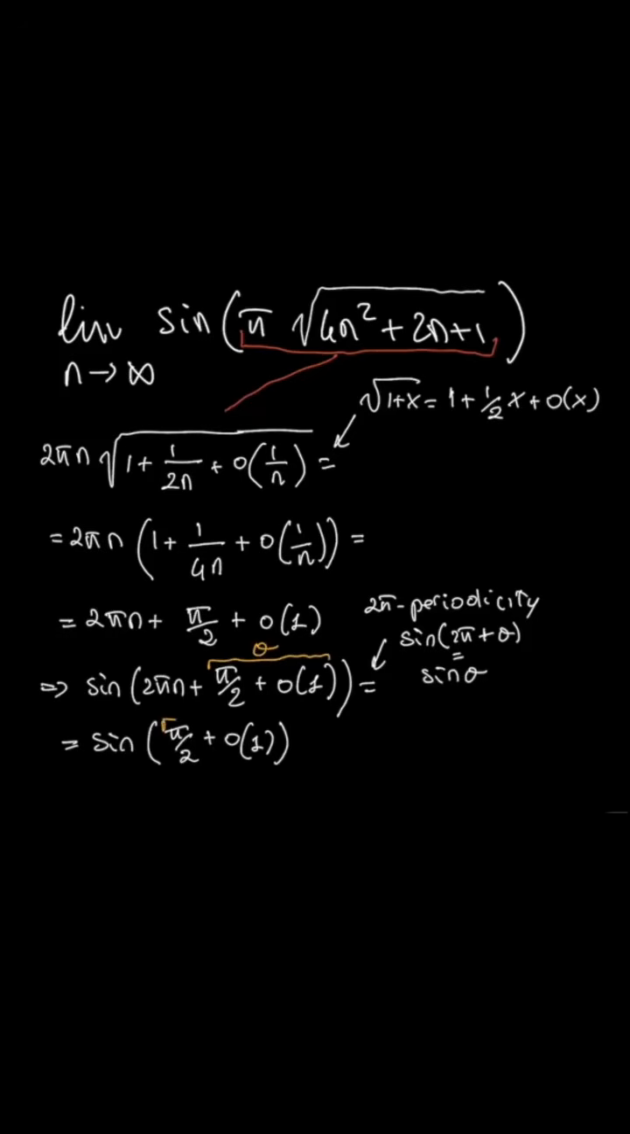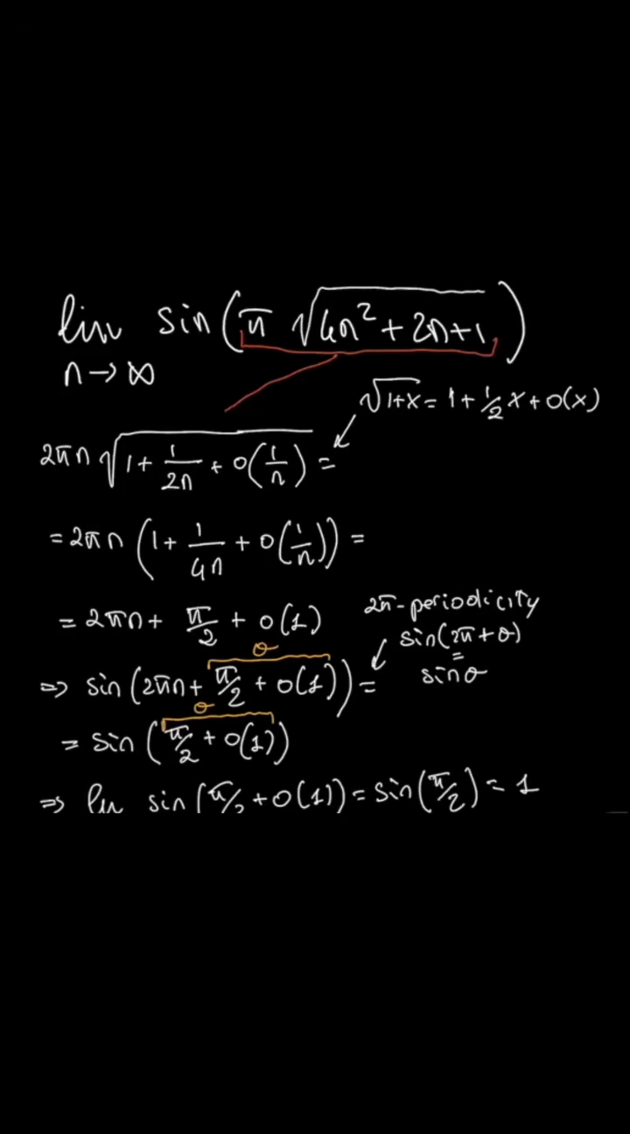Finally, we take the limit operation as n goes to infinity. The little o of 1 term goes to 0, and because the sine function is continuous, we are simply left with the sine of pi over 2, which is 1. And this is the value of our limit. And this is the whole trick.